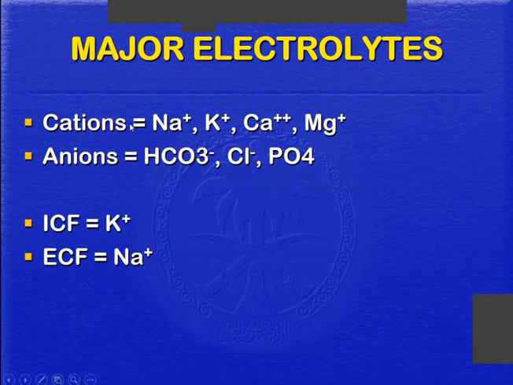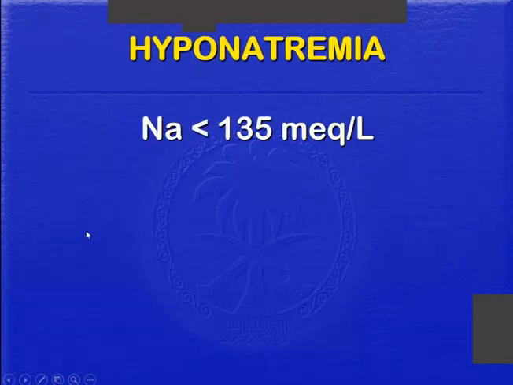The major cations are sodium, potassium, calcium, and magnesium, and the major anions are bicarbonate, chloride, and phosphate. Sodium accounts for the majority of the extracellular, and potassium is the majority of the intracellular. We are going to go through each one, trying to highlight the importance of each electrolyte and see if there is any way we could predict these electrolyte imbalances.